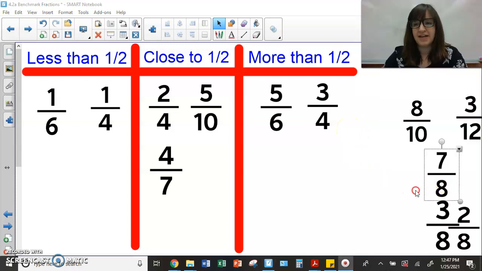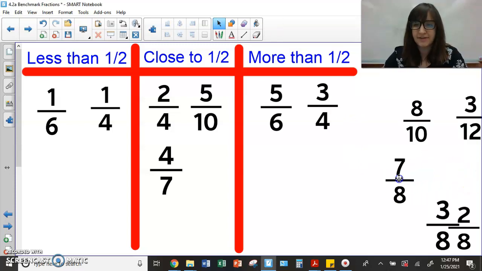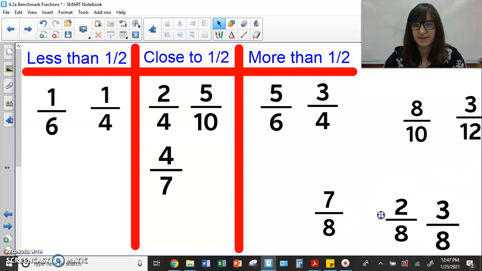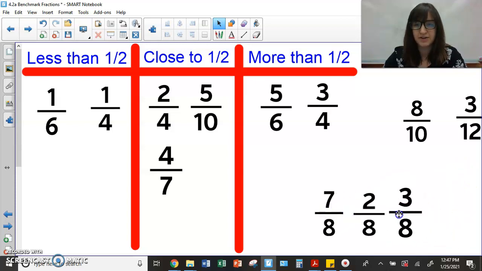Let's look at 7/8 right here. So we have 7/8. We actually have 3 different ones with 8s in them. We have 7/8, 2/8, and 3/8.